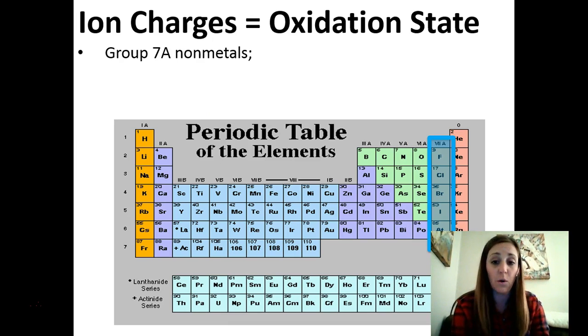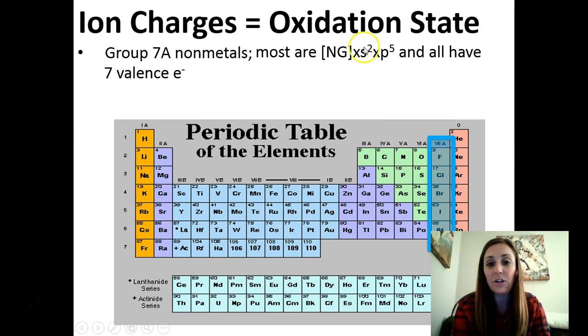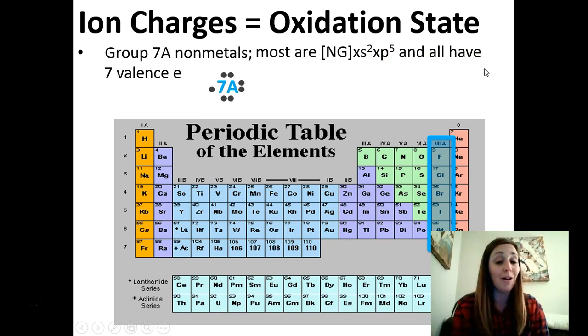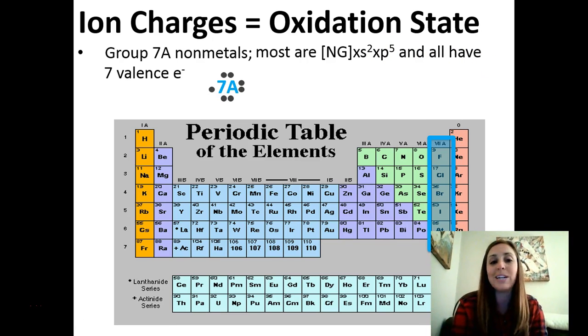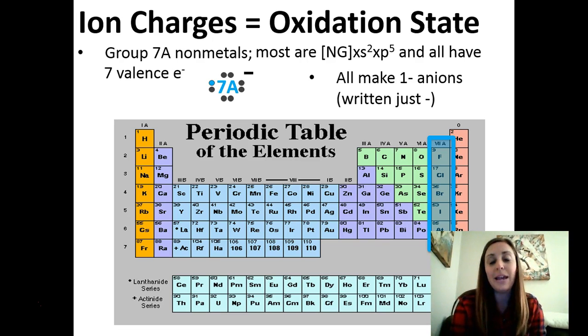And the last group we're going to go over is going to be our halogens in group 7A here. So they, for the most part, have this electron configuration. They have the valence electrons, 2 in your S, 5 in your P, and that gives you 7 valence electrons. You're going to lose all 7 or gain 1. This is like what we did earlier with fluorine. Of course, we're going to gain 1, which gives us a negative charge. Whenever you have a 1, you don't write the number. You just put the charge. So these all make -1 anions, just written as a negative sign.